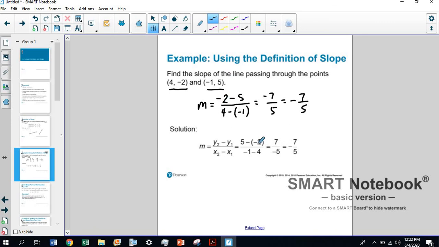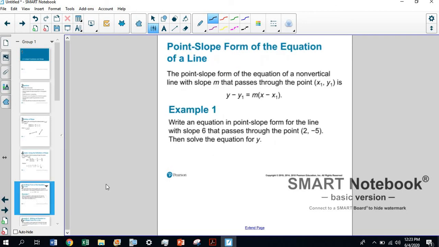And here they did the 5 first and the -1 first, but they ended up with the same thing. And that, of course, makes sense if you do it correctly. Either one, as long as whichever y you put first, that x you have to put first also. As long as you do it in the correct order, you'll get -7/5 both times. Okay, so pretty straightforward.